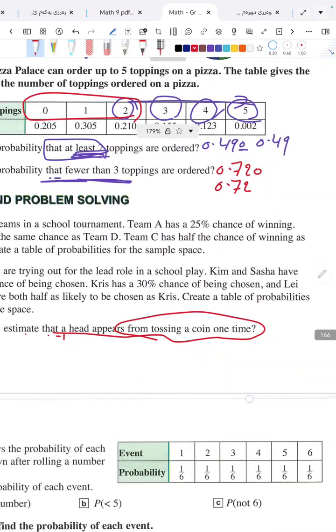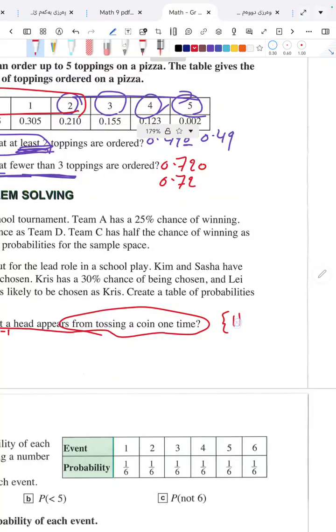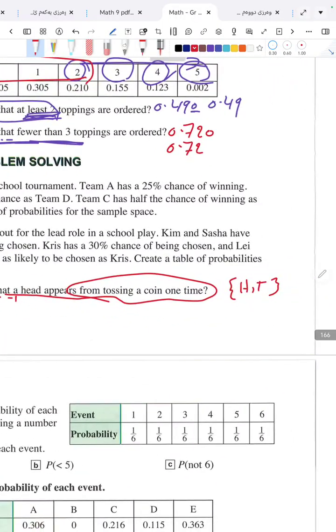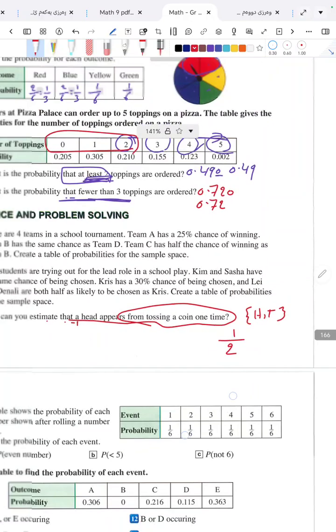Question 9. How can you estimate that a head appears from tossing a coin 1 time? What's the probability of a coin? It's head and tail, right? So what's the probability of head? It's 1 out of 2.